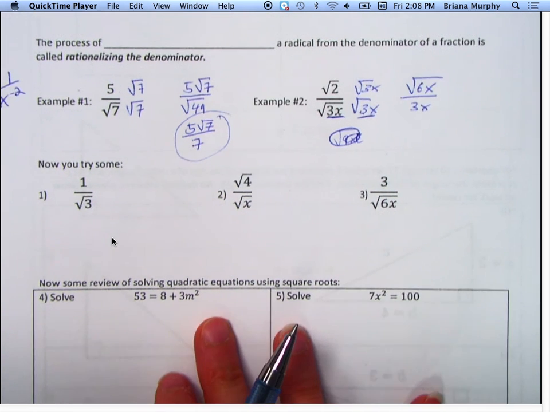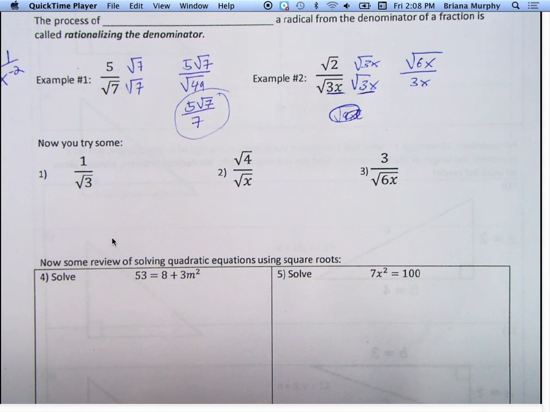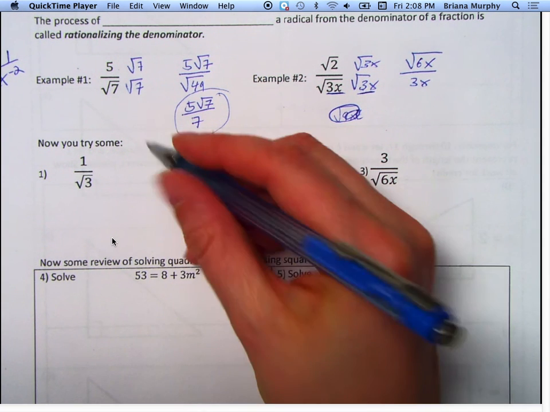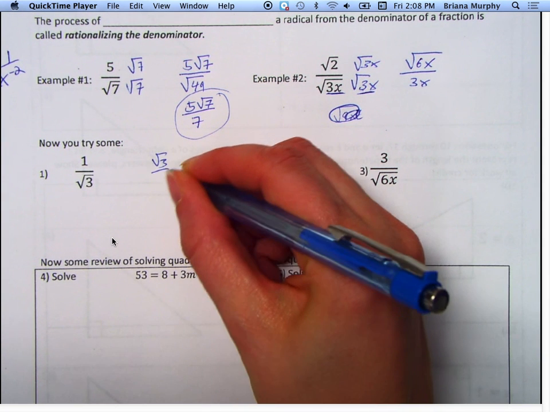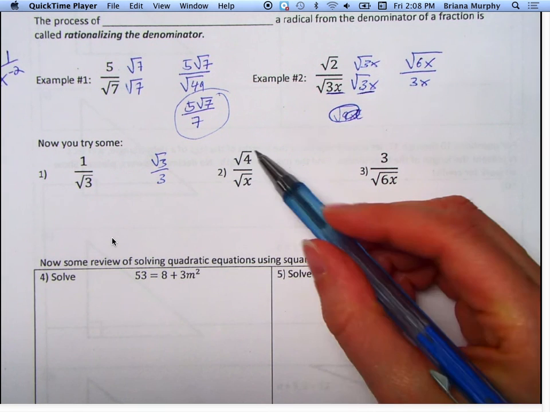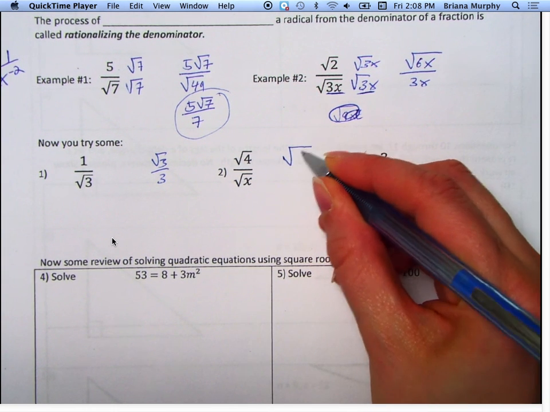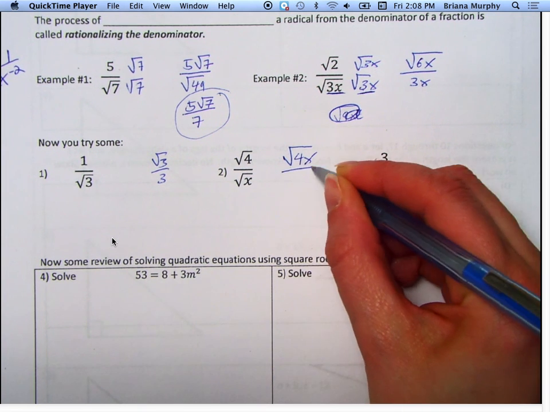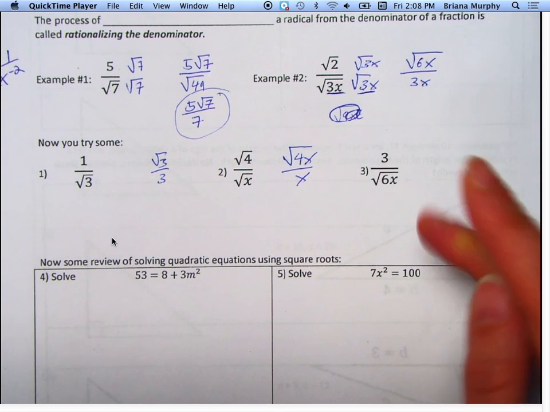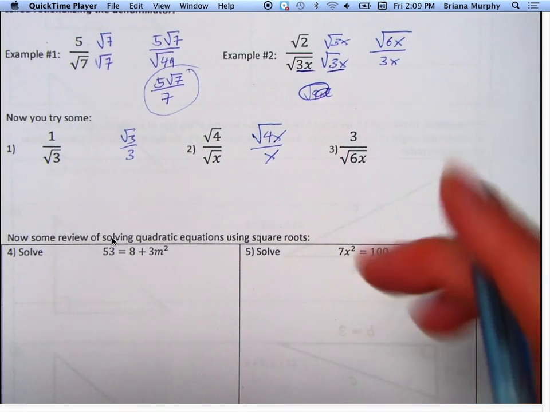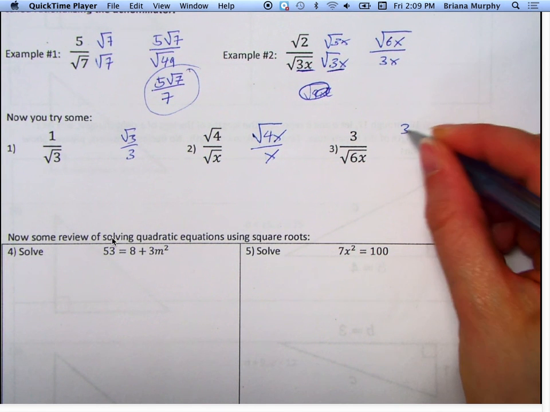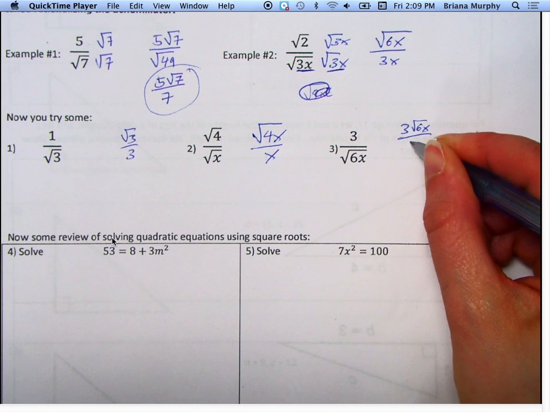Let's go ahead and do number 1. What did you guys get? Square root of 3 over 3. Good. What about number 2? Square root of 4x over x. Okay. What did we get for number 3? 3 square root of 6x over 6x.